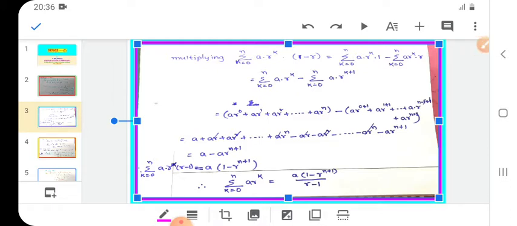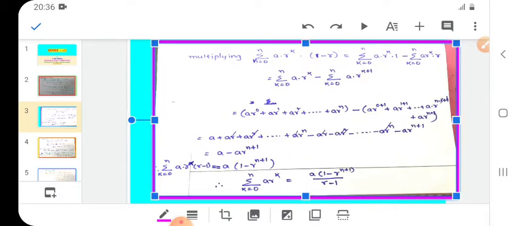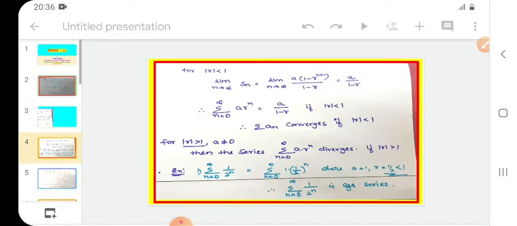Now we have to find the limit of this sequence of partial sum. If the limit value is a real number, that means it is convergent. If the limit value is plus infinity or minus infinity, it is divergent. See next. See here.